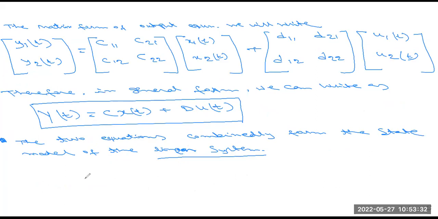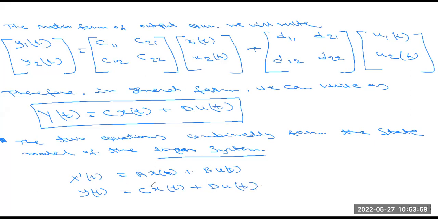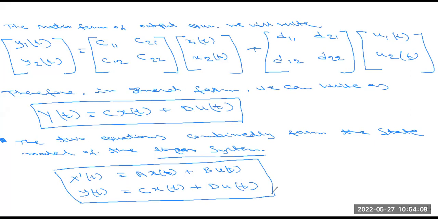That is also x dash t, this is equal to a of xt plus, but another one yt, this is equal to cxt plus du. Okay, so this is the input and output state equations for the linear discrete time system.